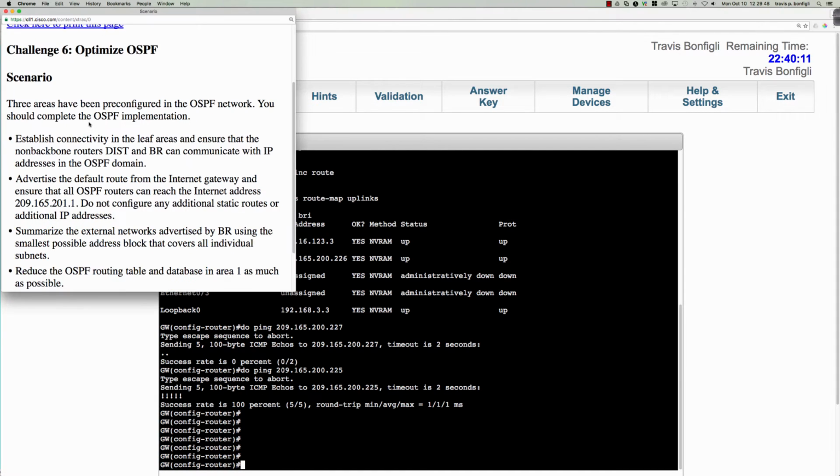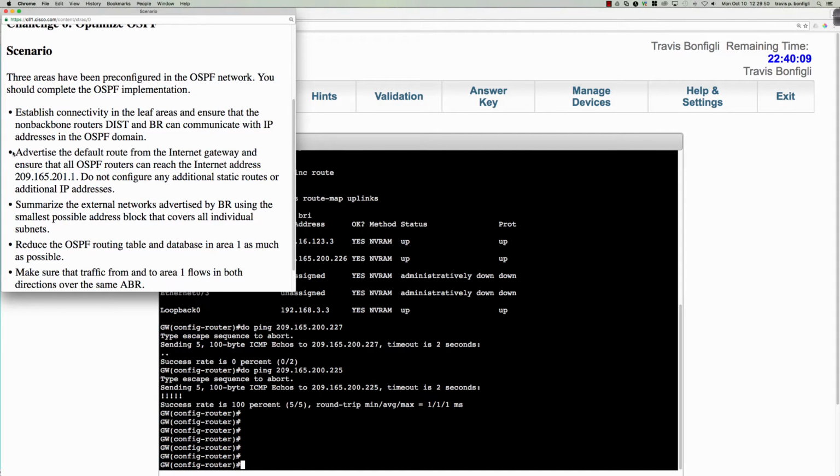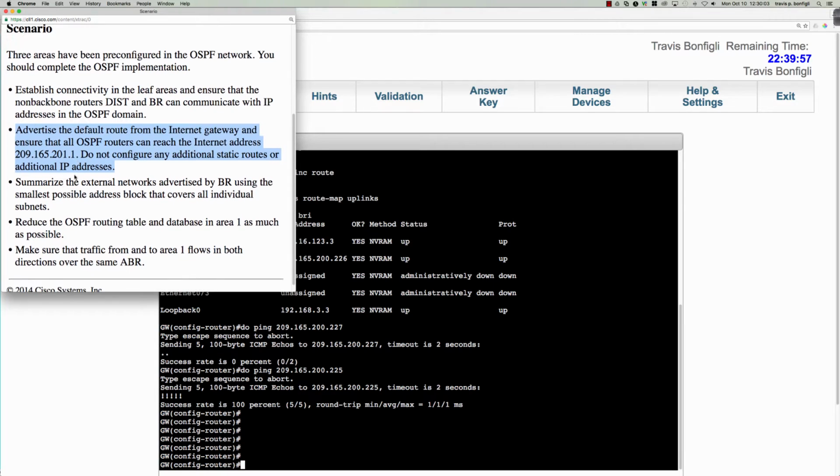So we'll come back to the scenario here. Oh, do not configure, I should probably read the directions. Do not configure any additional static routes. So that demands that we say default-information originate always. So I was getting a little ahead of myself there.